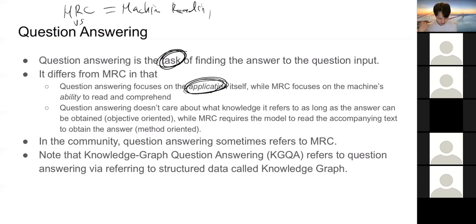In other words, you can think of MRC as more of a test benchmark to test whether some model is intelligent enough, just like how we use different tests, college entrance exams, et cetera, to test someone's ability. Whereas question answering is really searching on Naver or Google with your questions and seeing if they can be answered. That's why question answering technically doesn't care what knowledge it refers to, as long as the answer can be obtained, while MRC requires the model to read the accompanying text to obtain the answer. So question answering is objective oriented and MRC is method oriented.